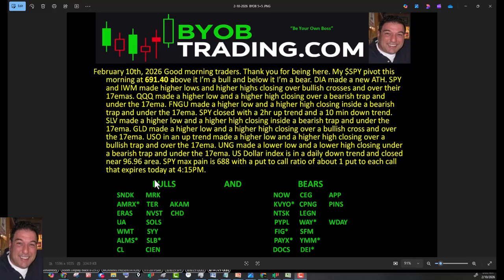If this is your first time seeing this page, these are all in daily uptrends over the 17 EMA under the bulls column. These are all in daily downtrends under the 17 EMA under the bears column. If they've got a star next to them over here, they're building out a bull flag. A star over here means they're building out a bear flag. This would be a launch pad to launch higher. This would be a platform from which to dive lower.